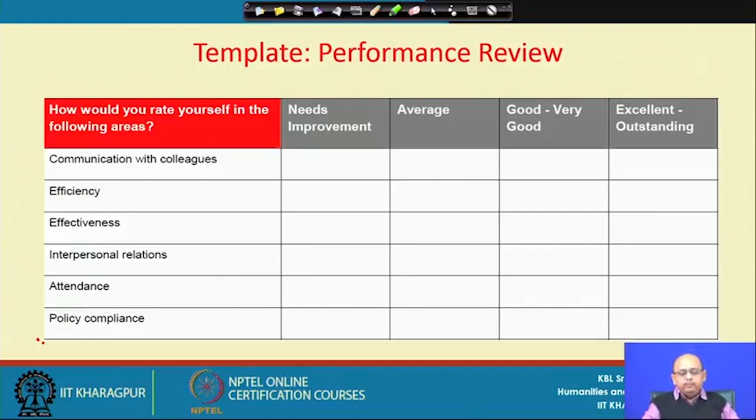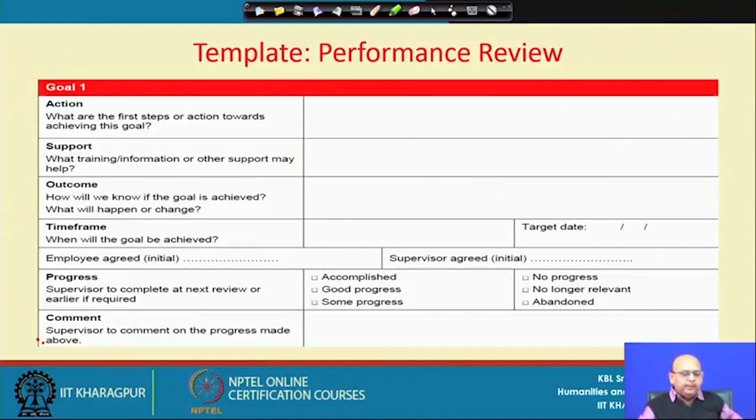So, you are going to rate yourself. Okay. Then you see what kind of improvement you require, whether it is average or very good or whether it is excellent. Okay. So, you identify your best areas of achievement and also identify those areas where you have not been able to do well. Then moving further, you look at the goals and the action plan. Okay. So, what did you do in order to achieve your goal, right? What kind of support system was available, what was the outcome within a given time frame that you have been able to achieve, and what progress have you made, right?